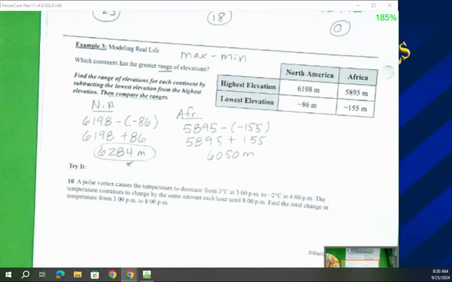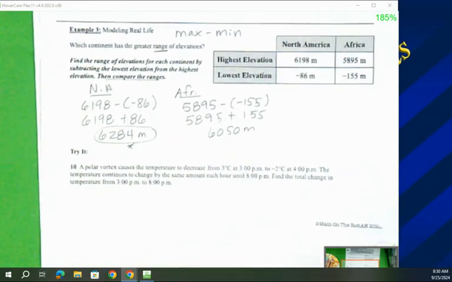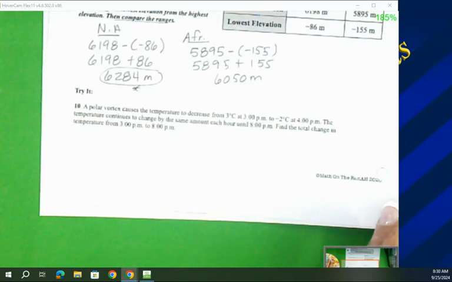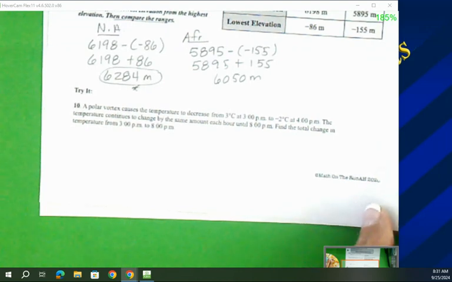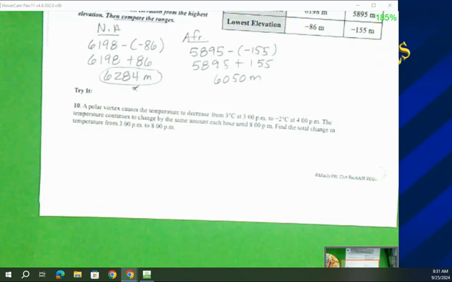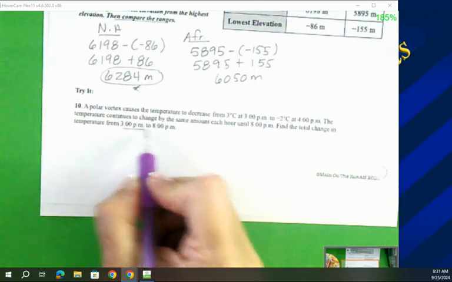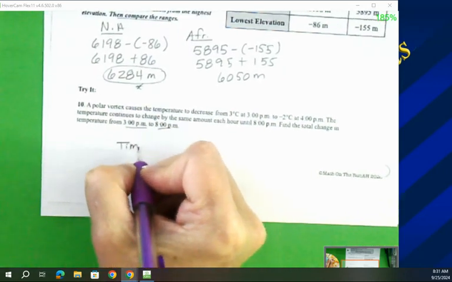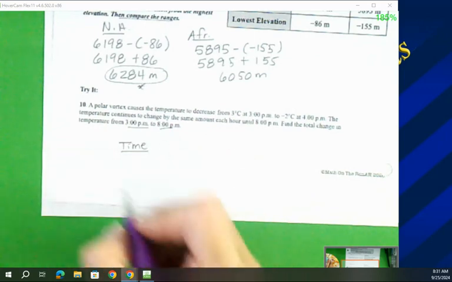All right, you have a try it question. A polar vortex causes the temperature to decrease from 3 degrees Celsius at 3 p.m. to negative 2 degrees Celsius at 4 p.m. The temperature continues to change by the same amount each hour until 8 p.m. Find the total change in temperature from 3 p.m. to 8 p.m. Okay, so we're going to do a little table here. We're going to have time and temperature.